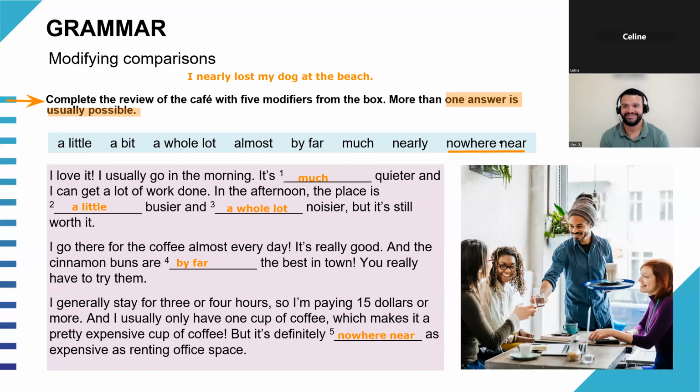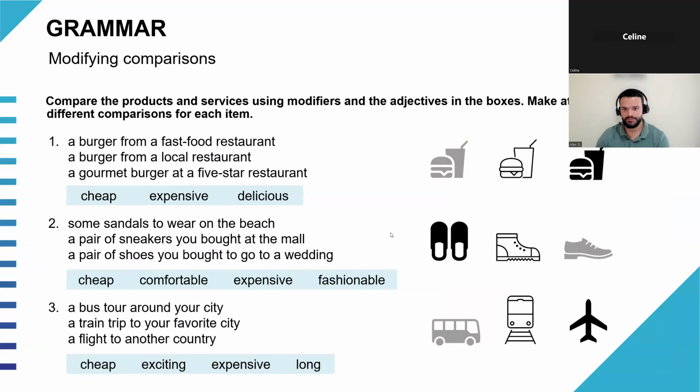So, that's good. So is better than not okay. So make sure to practice, Celine. Practice: a little bit, a whole lot, almost, by far, and much. Let's erase and we can continue. Here we have the next one.